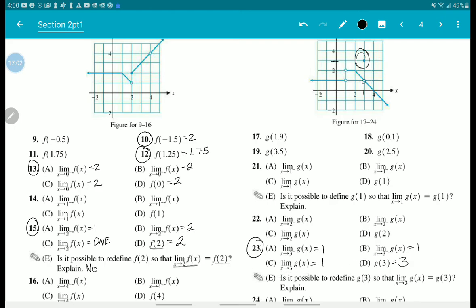Well, in this case, it would be easy to do so because we could just move that single point and fill it in right there. If that point was the only issue, just one single point. And a single point is easy to redefine. It's different than the last problem because in that last problem we had a gap. And gaps are not easier to redefine. So in this case, yes, it's definitely possible for us to redefine that one single point so that that limit is equal to the value of the function at that value.